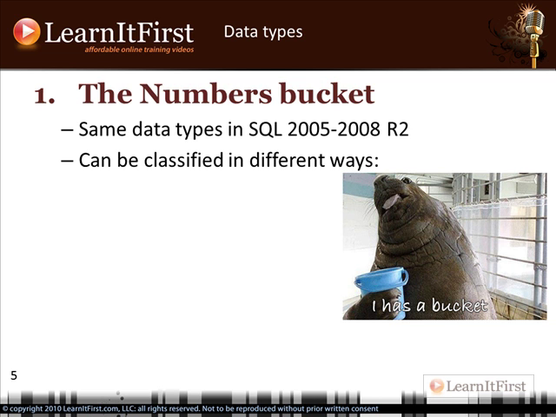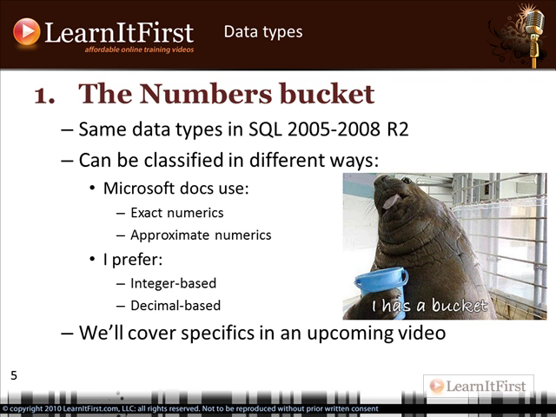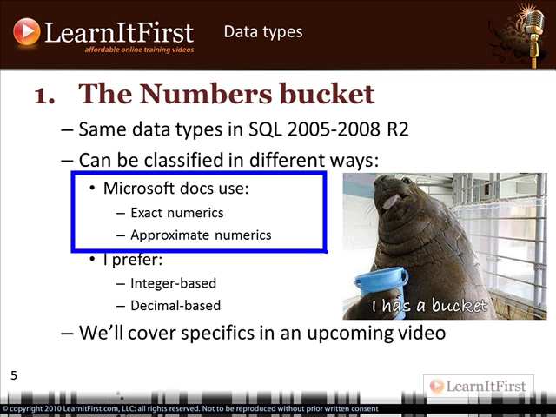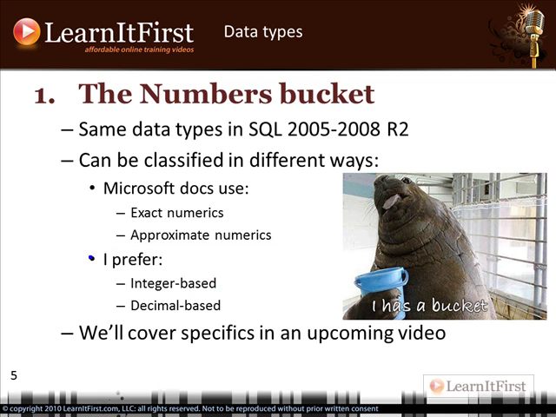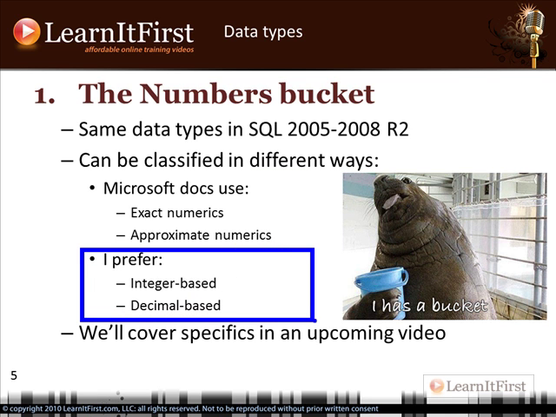Now, what you have to think about these is that you can classify these in a couple of different ways. The Microsoft documentation will use exact numerics and approximate numerics. That's how they classify these. Now, to me, I get it. But I prefer to think of these in terms of it's either an integer-based data type or a decimal-based data type. So I'm going to introduce both of these. We'll talk about approximate decimal-based and we'll talk about integer exacts, okay?